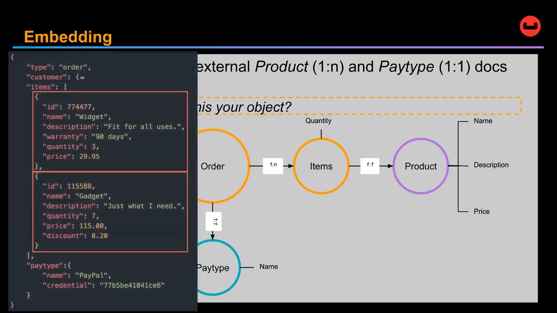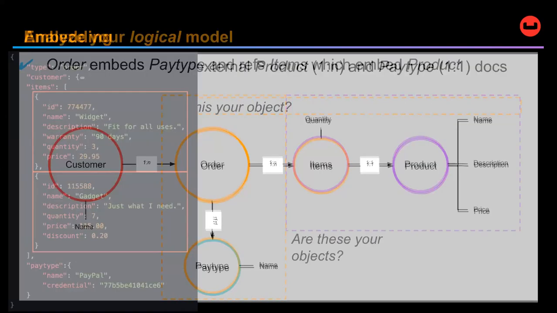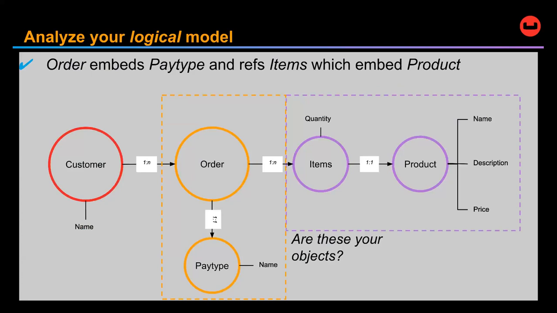So one option we have is to embed things. If we look at our overall setup, we've got an order. An order has things in it. It has quantities of those things. We can put those together into a document. So for us, we took order, we embedded pay type, which embeds product.